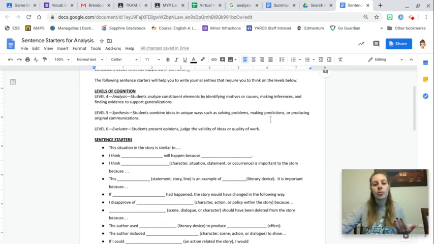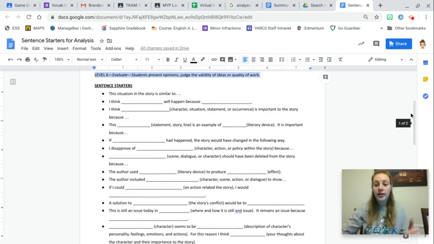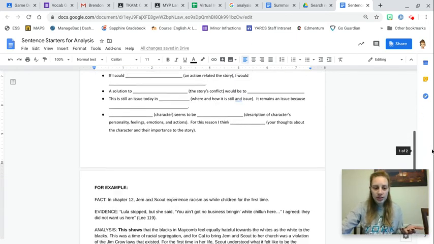We're not quite to level 6 yet, because this is going to be about tone and mood and some other specific literary techniques and what Harper Lee is trying to do. But I do want you to focus on level 4, which is analysis, and level 5, which is synthesis. All of these sentence starters are going to take your writing to the next level, from summary to analysis. I would encourage you to use these as needed. You don't always have to. You'll see in my example that I didn't because I just write. So I do want to show you the example.